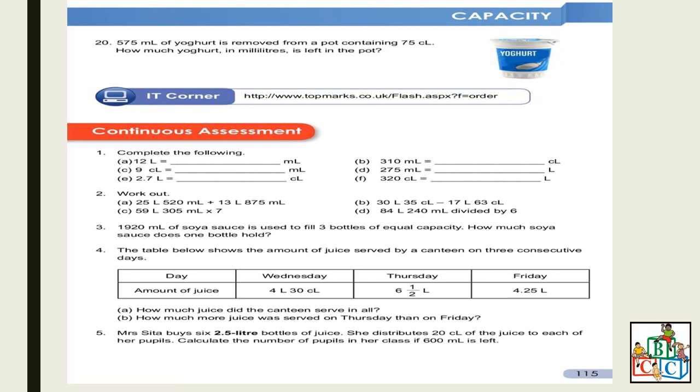Now we are going to take a look at your continuous assessment, exercises 1 to 5. So 1, 2, very easy: conversion and addition, subtraction, division. Number 3, 1920 ml of soya sauce is used to fill 3 bottles of equal capacity. How much sauce does 1 bottle hold? So 3 bottles is equal to 1920 milliliters. 1 bottle is equal to how much? You are going to work this out.